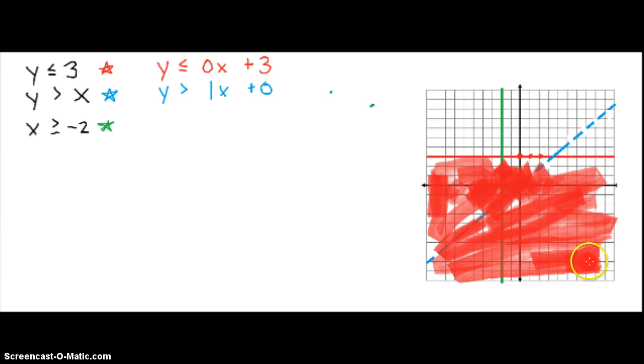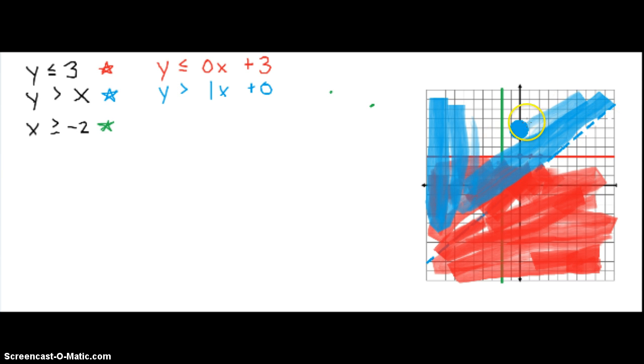Alright, so then for the blue line, we're going to shade y's above that blue line. So if you can see the blue line still below all my paint here, we're going to shade above that blue line. Notice how it overlaps the red at certain parts.